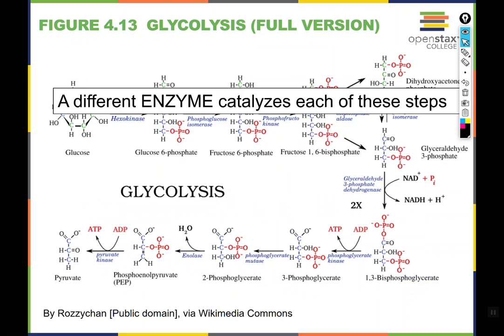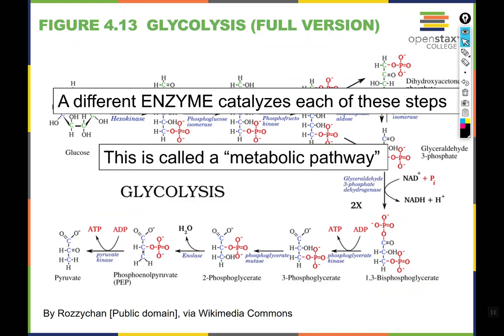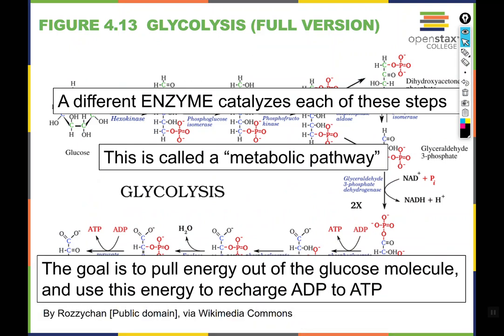So a different enzyme catalyzes each of these steps, and you can see the names of those enzymes in blue here. The name for this is a metabolic pathway, and I mean everything in this picture. So a metabolic pathway is the series of enzymatic steps that are required to turn one thing into another thing and release energy from it. So the goal is to pull energy out of the glucose molecule and use this to recharge ADP to ATP.